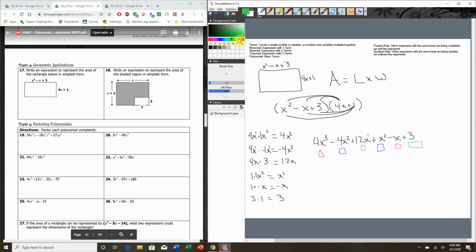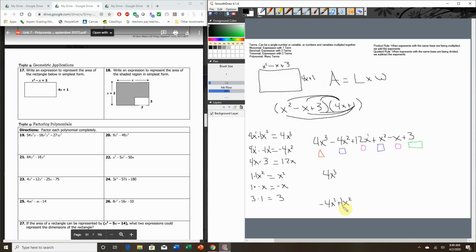Okay, so now we're just going to combine our like terms. So we don't have any other triangles, so we're just going to bring down a 4x cubed. We do have two squares here, so we're going to have negative 4x squared plus x squared.